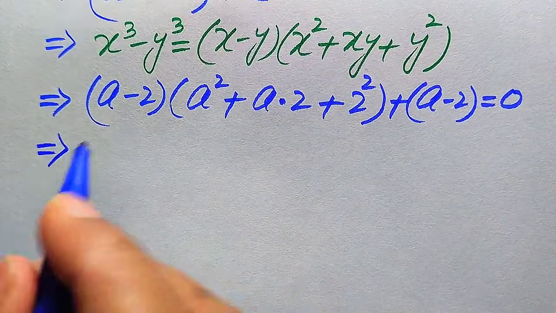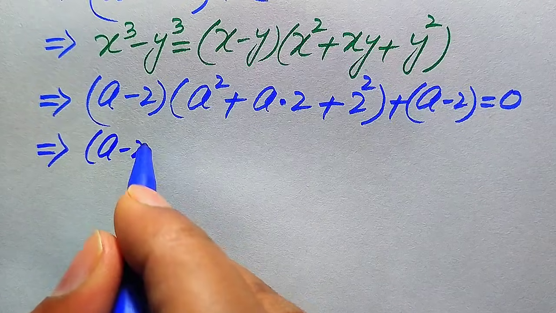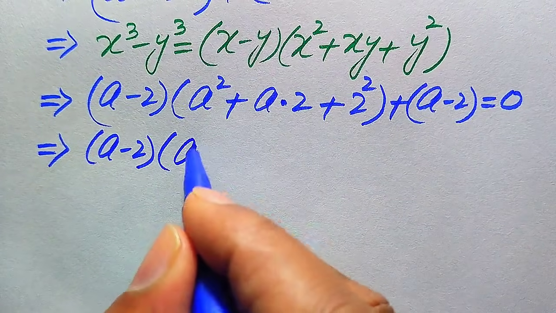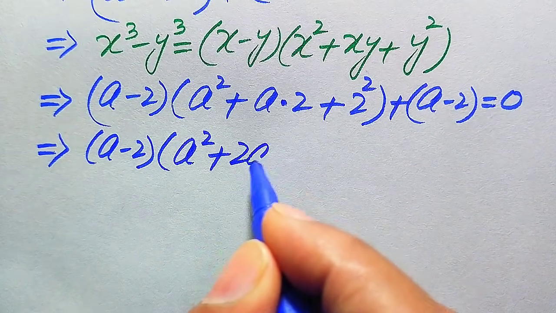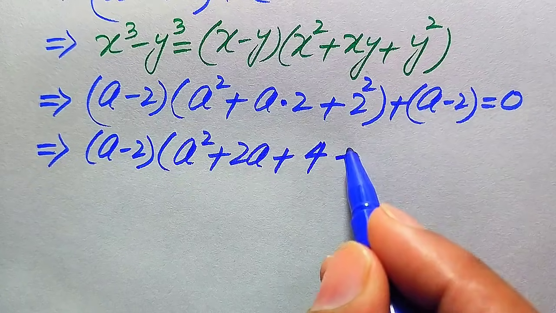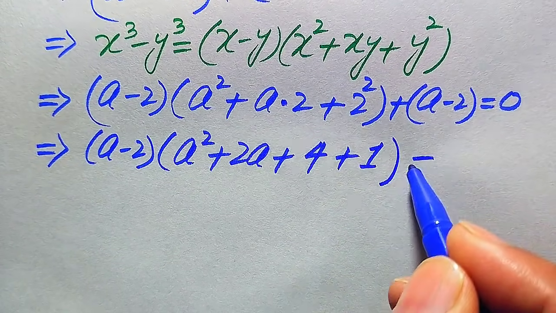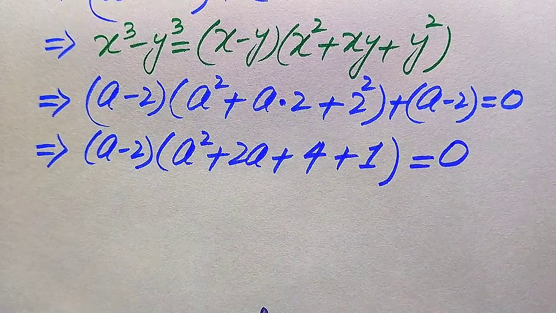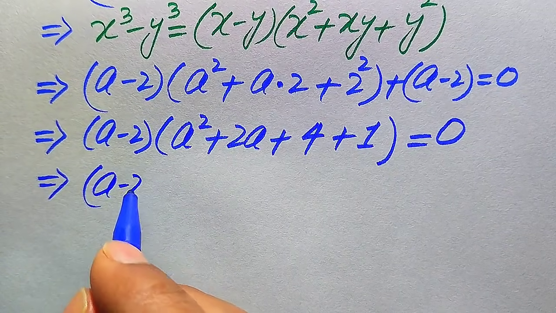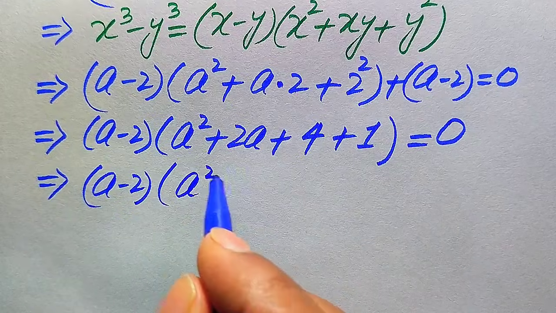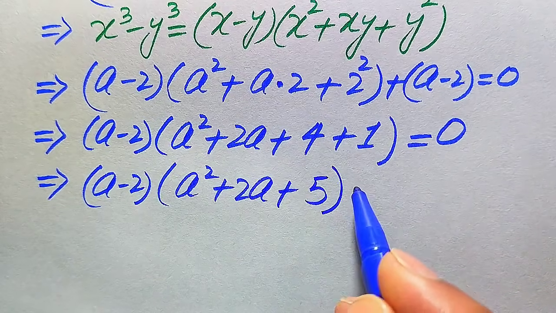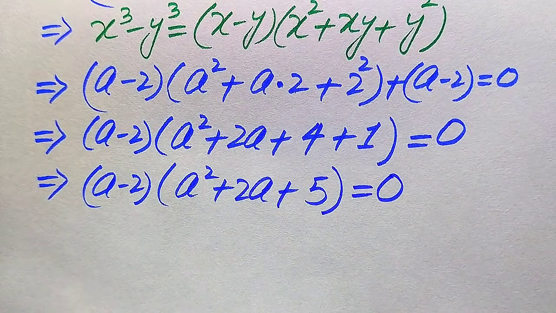And now in the next step we need more simplifications, and here we need to take common a minus 2. When we take common a minus 2, the remaining values are a square plus 2a plus 2 square, which becomes 4, and plus 1, and this whole equation is equal to 0. And further it will be written as a minus 2 times a square plus 2a plus 4 plus 1 becomes 5, and this whole equation is equal to 0.